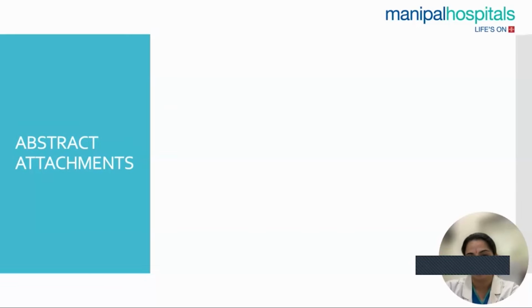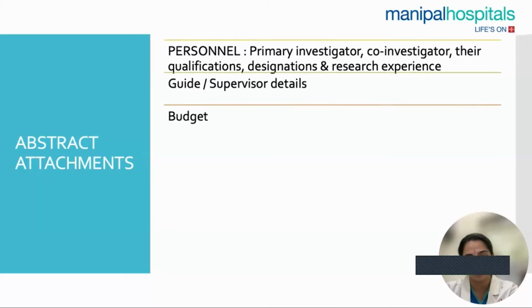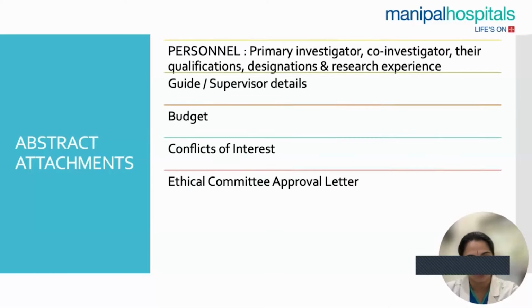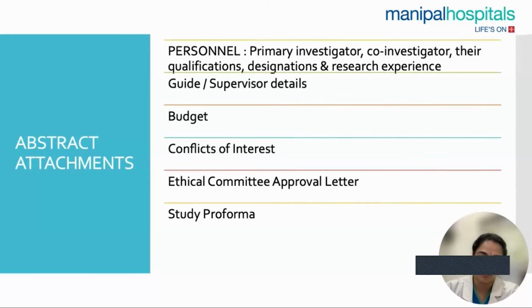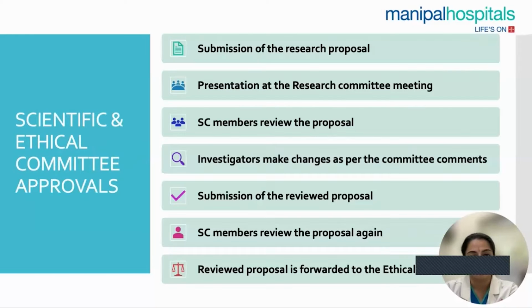Along with the protocol, you have to attach details of the personnel who are a part of the study, that is your co-investigator, their qualification, designations and research experience, your guide or supervisor's details, what is the proposed budget of the study, conflicts of interest and disclosures, ethical committee or scientific committee approvals, study proforma, and the patient information consent form. So once you have all these ready as a part of your protocol, you submit it to the scientific and ethical committee for their approvals.